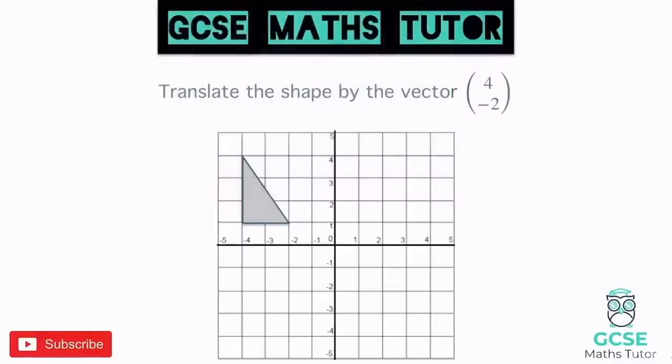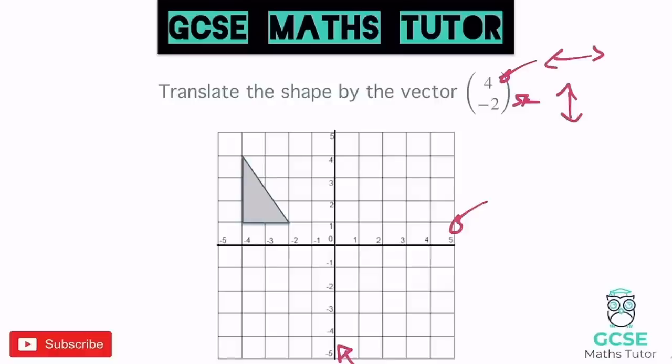Okay, so translating a shape by a vector. Now that top number in a vector means left and right, and the bottom number means up and down. Okay, thinking about positive numbers moving towards these positive numbers on the axes and negative numbers moving towards the negative numbers as well. So 4 moves it right by 4.